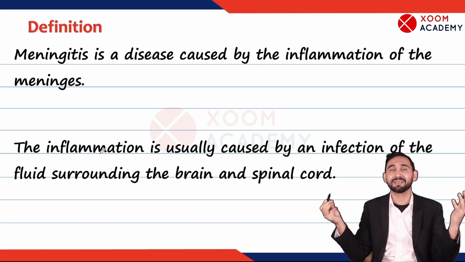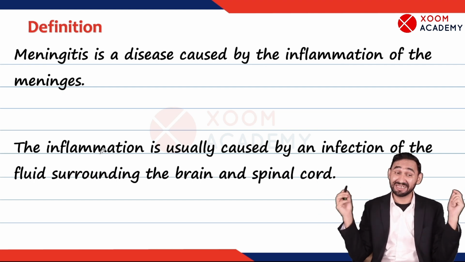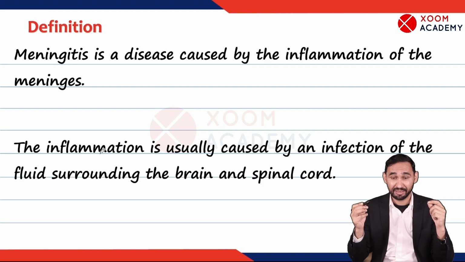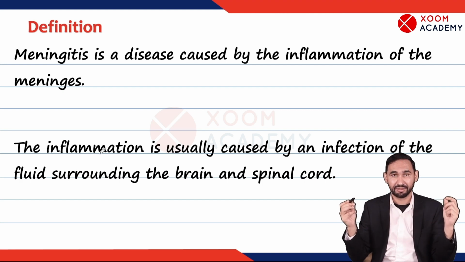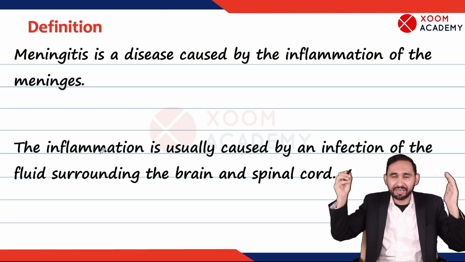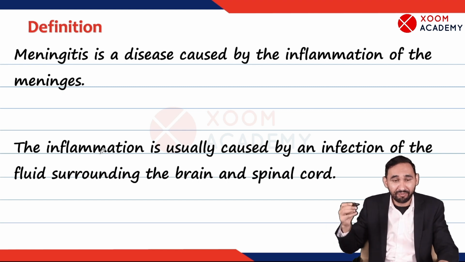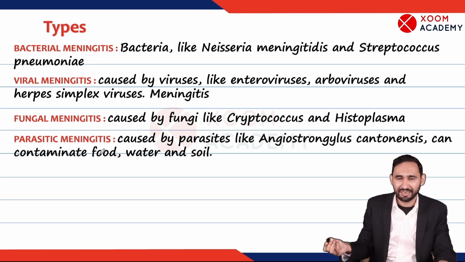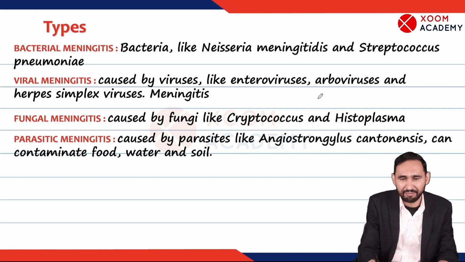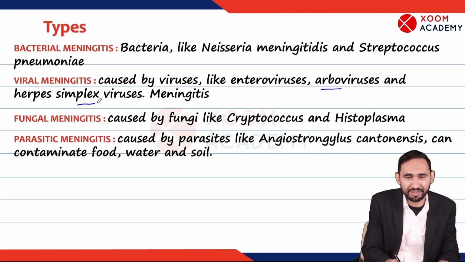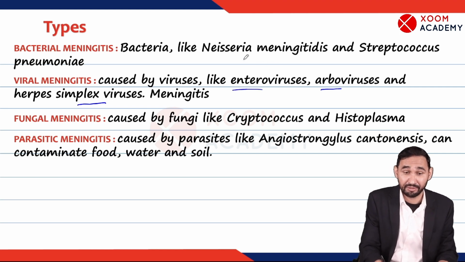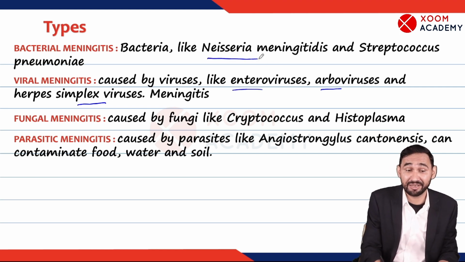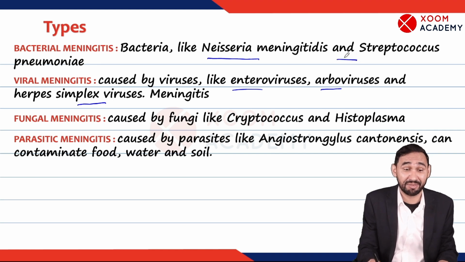Meningitis is a disease that is caused by inflammation of the meninges. There is swelling of the meninges due to infection, which surround the fluid in the brain and spinal cord. There may be bacterial meningitis, Neisseria meningitidis. There may be viral causes: arboviruses may cause meningitis. Herpes simplex may cause meningitis. Enteroviruses may cause meningitis.